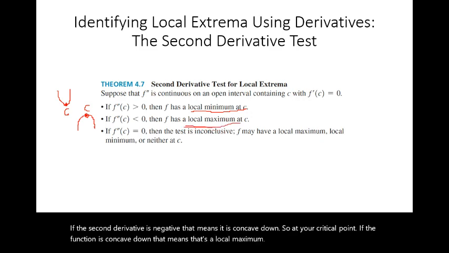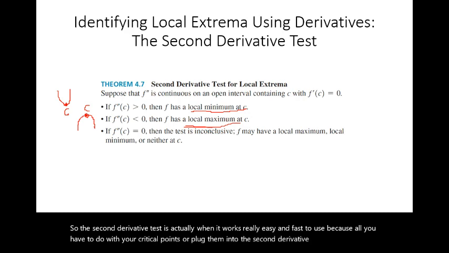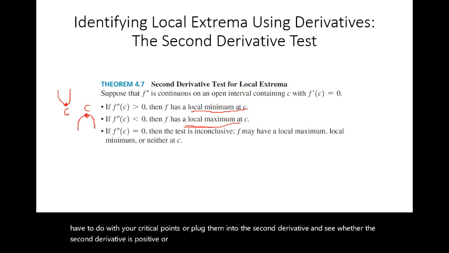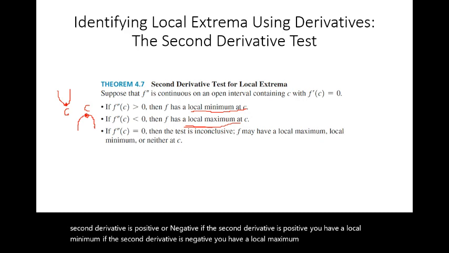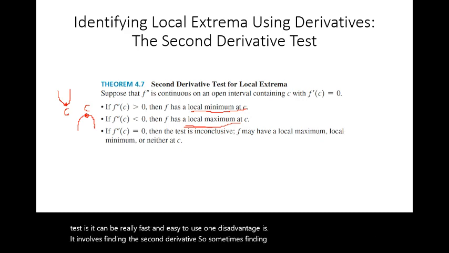So the second derivative test is actually, when it works, really easy and fast to use, because all you have to do with your critical points is plug them into the second derivative and see whether it is positive or negative. If the second derivative is positive, you have a local minimum. If it is negative, you have a local maximum. So the second derivative test has its advantages and its disadvantages. One advantage is it can be really fast and easy to use. One disadvantage is it involves finding the second derivative. So sometimes finding the second derivative is a lot of work.